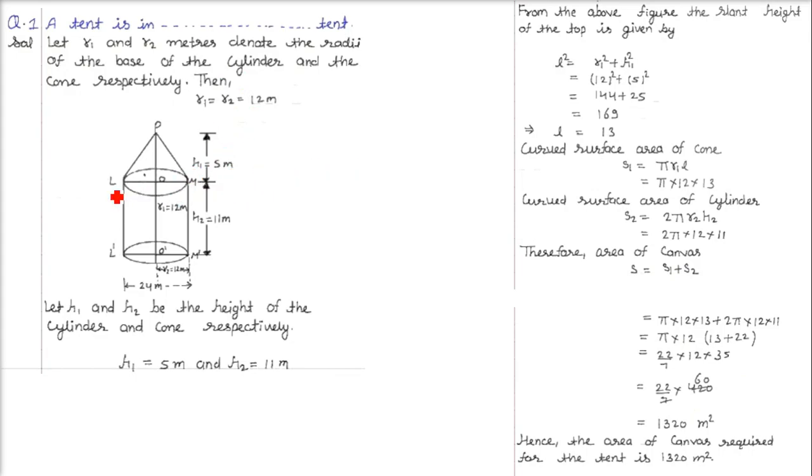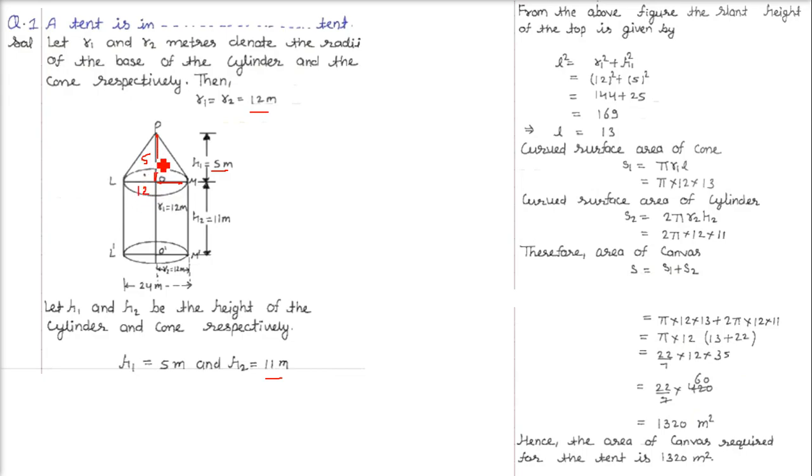Let us take the things which are given. This is the radius of the cylinder part, which is 12 meter. This is also the radius of the conical part. The height of the conical part is given as 5 meter, and the height of the cylindrical part is given as 11 meter.